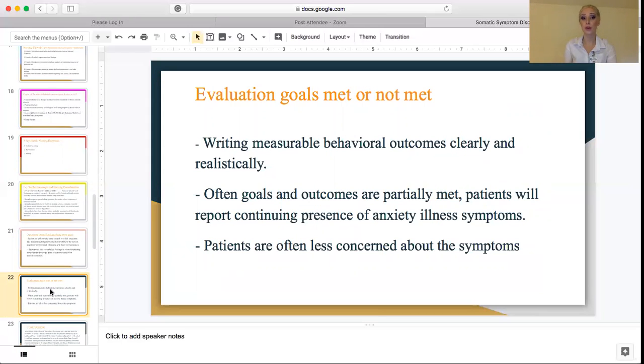Whether goals met or not met, writing measurable behavioral outcomes clearly and realistically is again extremely important for the nurse to practice. Often goals and outcomes are partially met. Patients will report continued presence of illness anxiety. We will discuss why. And patients are often less concerned about the symptoms.